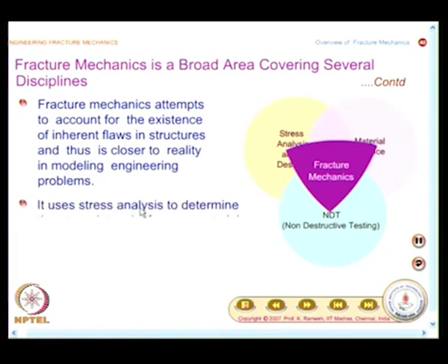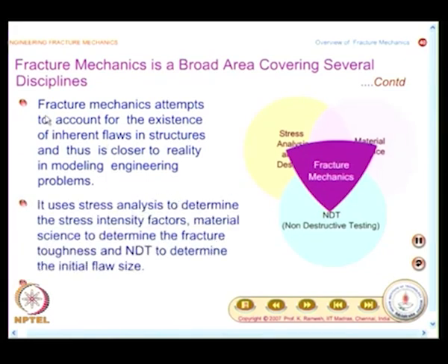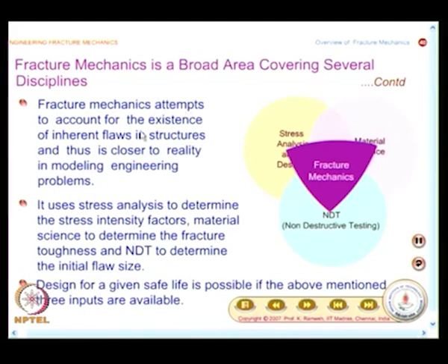So, this is what we have been emphasizing all along. Fracture mechanics attempts to account for the existence of inherent flaws in structures, and thus is closer to reality in modeling engineering problems. And how does it do this? It uses stress analysis to determine the stress intensity factors. We have still not looked at what stress intensity factors are, we would develop the concept, and it uses material science to determine the fracture toughness, and non-destructive testing to determine the initial flaw size. So, this is very important.